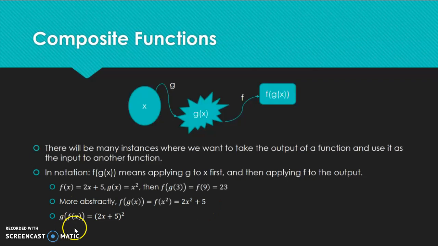Note that g of f of x is something completely different. The order of operations is extremely important. With g of f of x being 2x plus 5 as my input to g, I end up with 2x plus 5 all squared, and that's a different function than 2x squared plus 5. In particular, g of f of 3 is 121, which is not the same as 23 here.